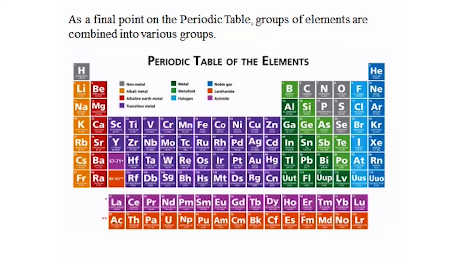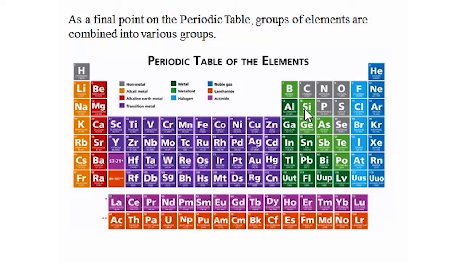As a final point on the periodic table, the elements are put together into various groups. In the first column, with the exception of hydrogen, we've got the alkali metals, and they will all want to lose an electron. Okay, in the second column are the alkaline earth elements, and they want to lose 2 electrons. Through here, we've got the transition metals. We then have the metals. We know that aluminum is a metal. These are called the metalloids.